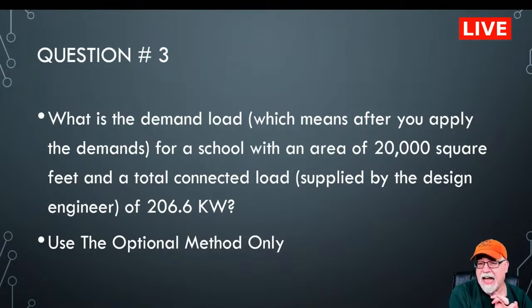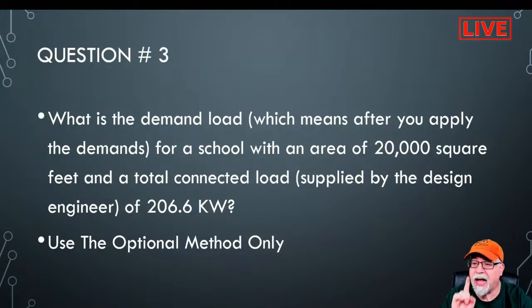Now, we're getting supplied a total connected load, which tells you that it's everything connected coming from the engineer who designed the system. It's the nameplate values, everything is being presented to us at a total of 206.6 kW, okay? And it's dumped in our lap, and we have to use the optional method to come up with what the actual demand load for this question is going to be. Very interesting question. So where do we have to look in the code first? Let's go to the code, and we can see what we're doing. We know we're doing a school. Okay, and we know we're in the optional method.